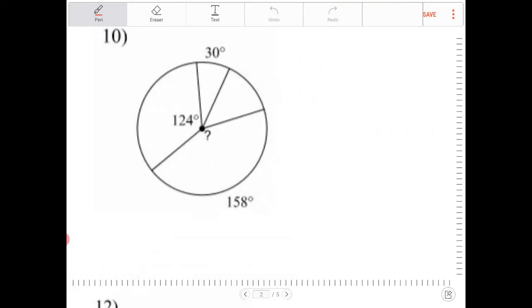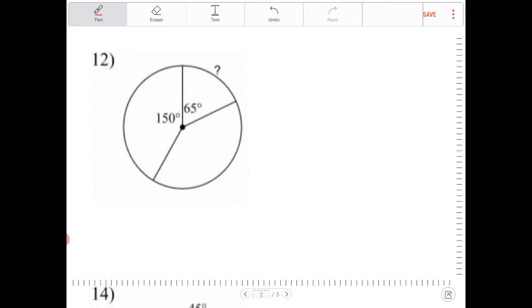Next, I need to know that angle. So if this is 30, then that's 30. And if, oh, I did not even need to know that because they gave us this. So that question mark must be 158. Easy.